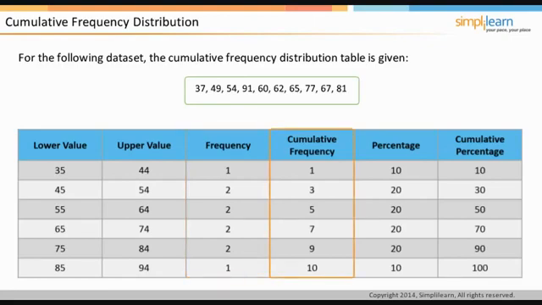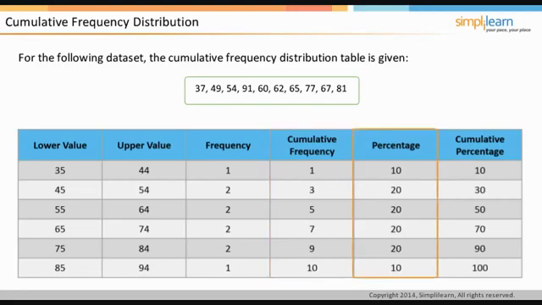In the cumulative frequency column, the cumulative frequency of the previous row is added to the frequency of the current row. For the first row, the cumulative frequency is the same as the frequency. In the second row, the cumulative frequency is 1 plus 2, which is 3, and so on.